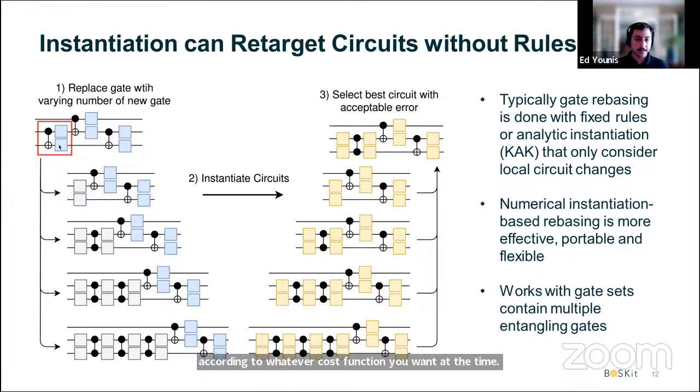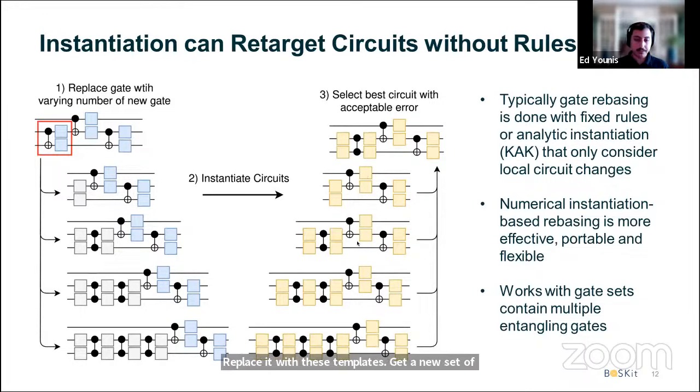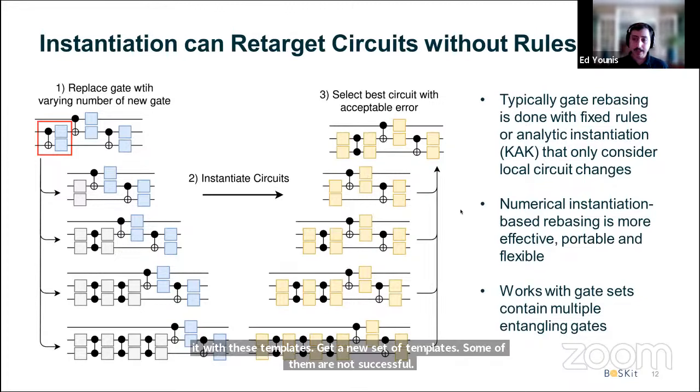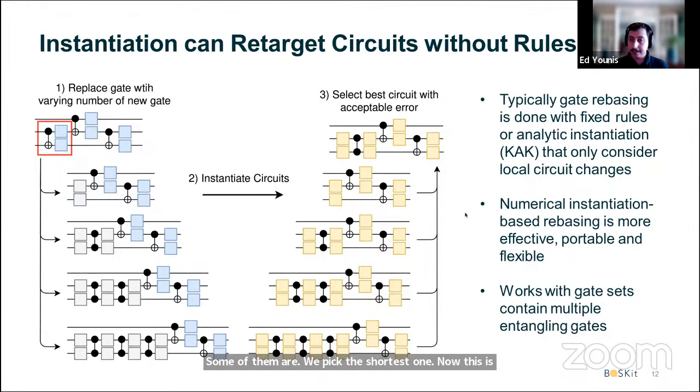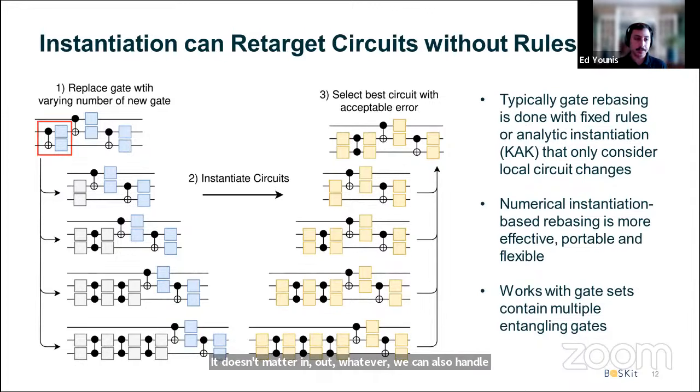So in this case, we're going to take the CNOT, replace it with these templates, and get a new set of templates. Some of them are not successful, some of them are. We pick the shortest one. Now this is awesome because, again, it's portable, flexible, and effective. Effective because of global transformations. Portable because with numerical instantiation, we can handle any gate set. It doesn't matter what's in or out. We can also handle heterogeneous gate sets. Say you have multiple entangling gates in your gate set. We can accommodate all of that. In that case, you just enumerate more templates, and we can take effective advantage of that. This is also flexible because you can put this before or after mapping. It doesn't change the topology of the circuit.